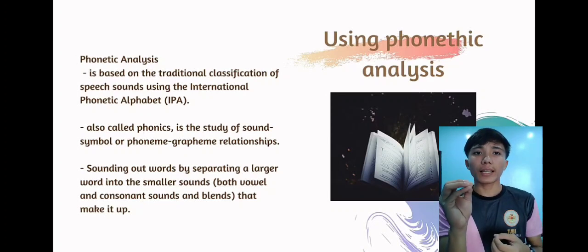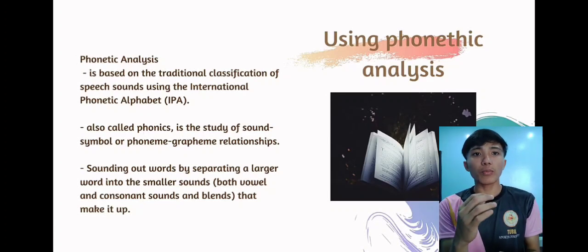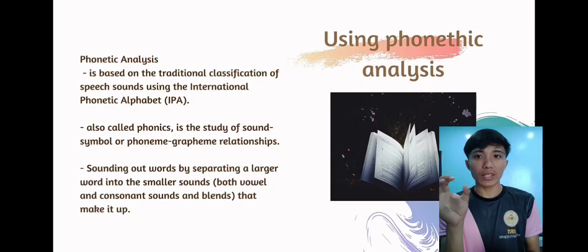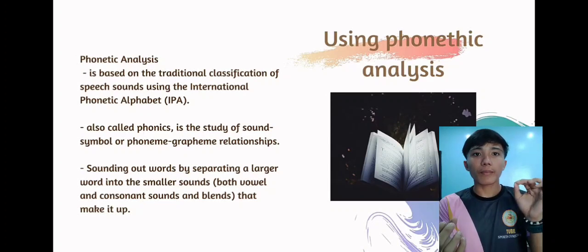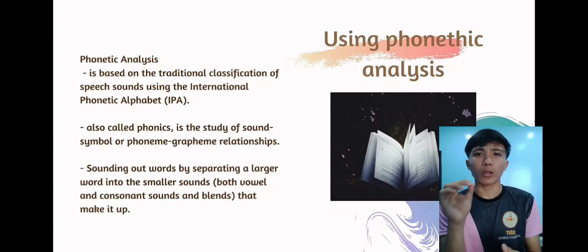This phonetic analysis is used to teach vowels, consonants, and combinations of groups of words, like for example, the use of CVC. Do you know CVC? CVC in reading strategy is consonant, vowel, consonant. For example, cat. Another example, dog, and more. So, sounding out words by separating a larger word into smaller sounds, both vowel and consonant sounds and blends that make it up.